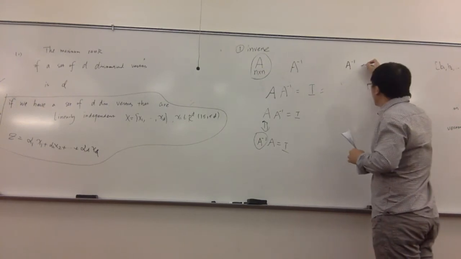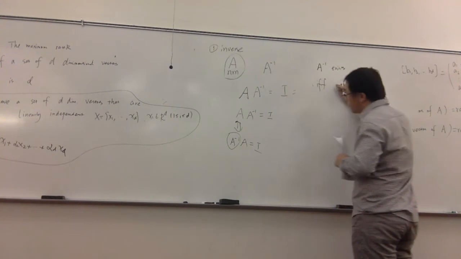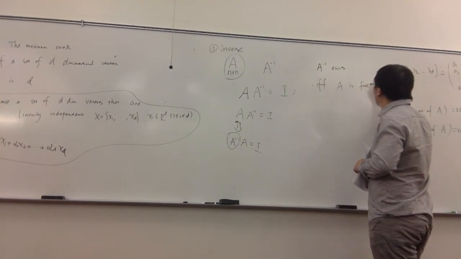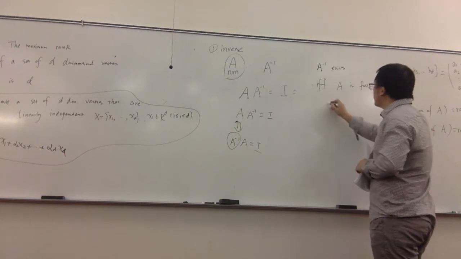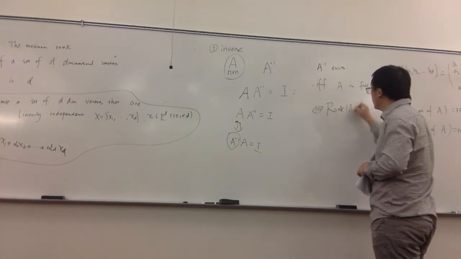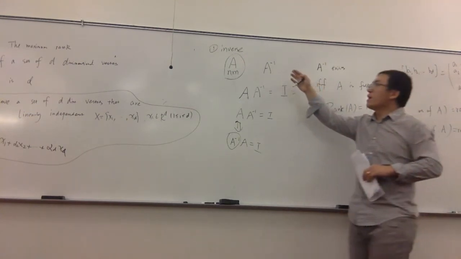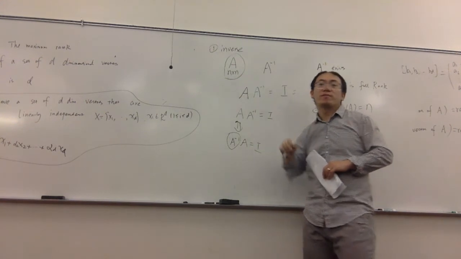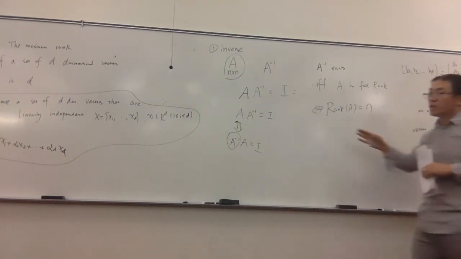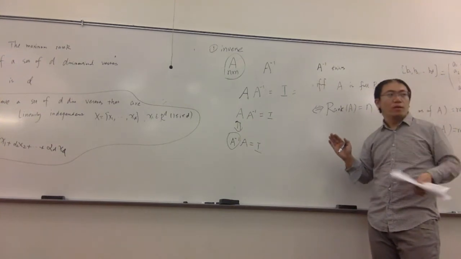So the inverse of A exists if and only if A is full rank. Meaning that it is important to see that the rank of A is n, right? Because we assume A is an n by n matrix. And this condition is similar to the non-zero condition, right?